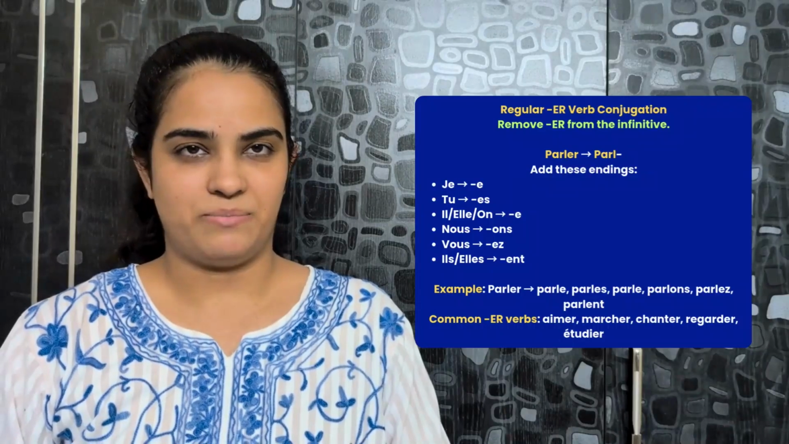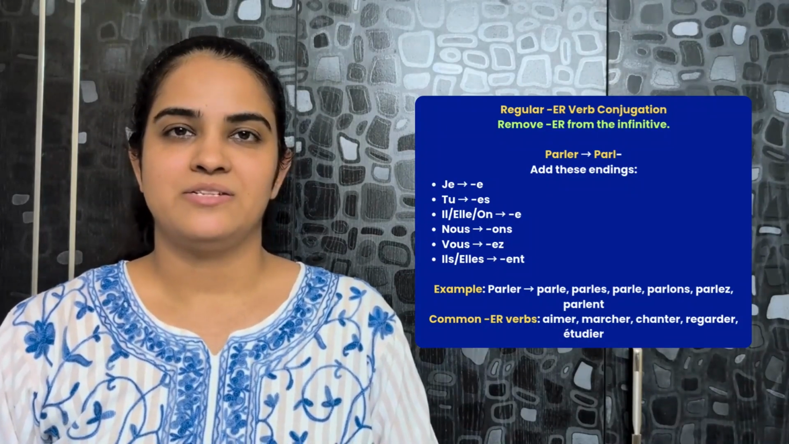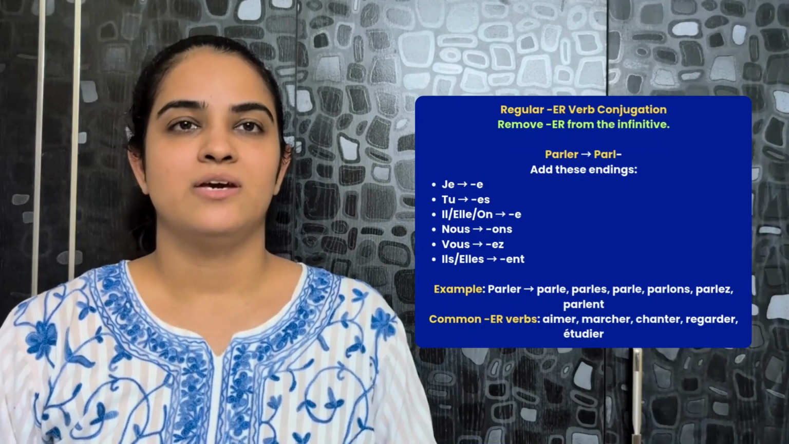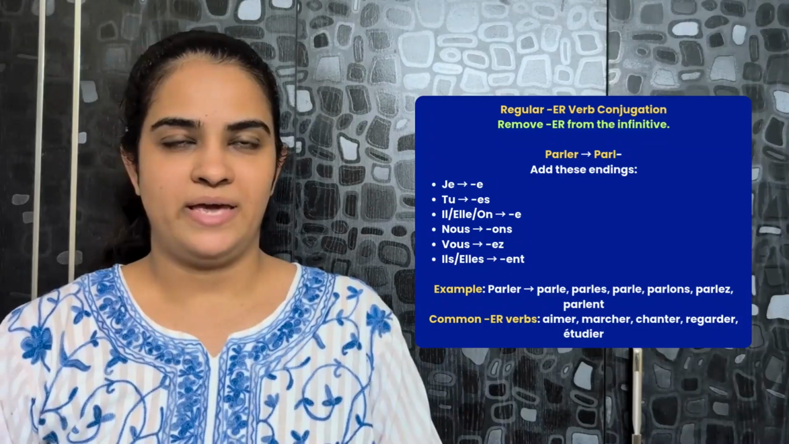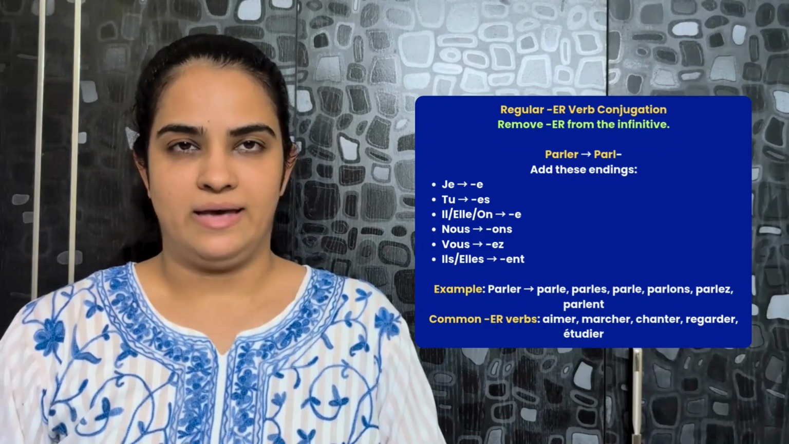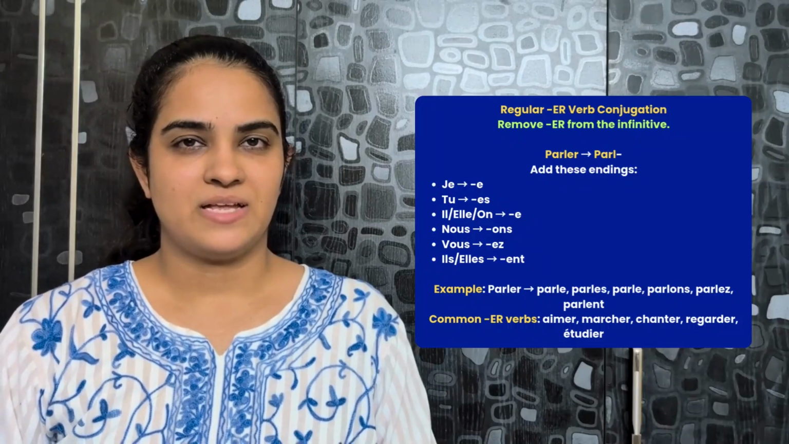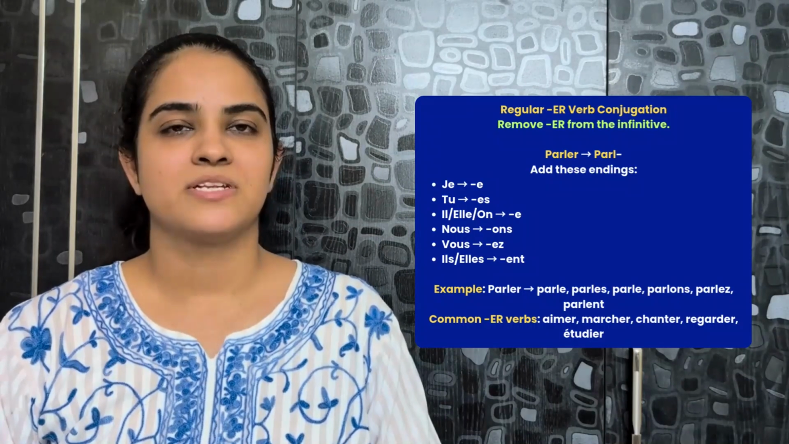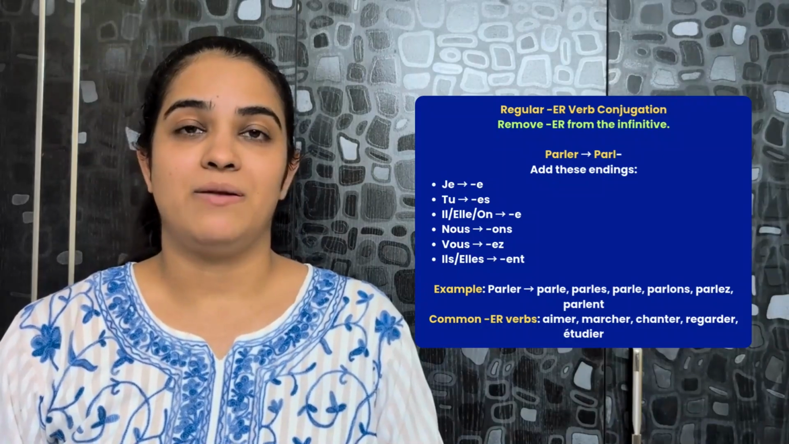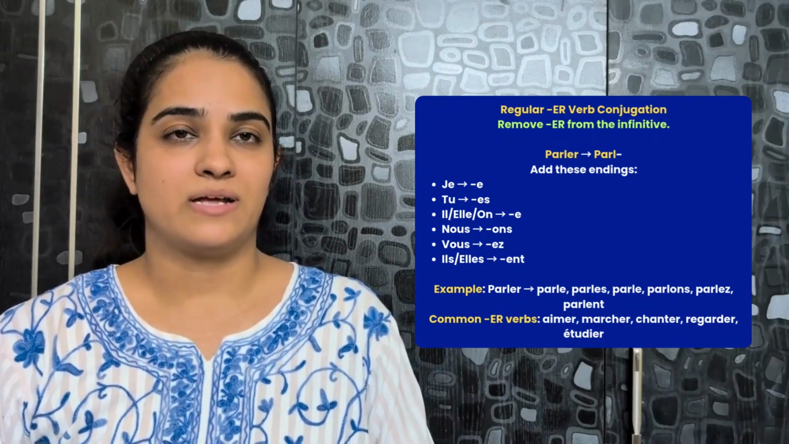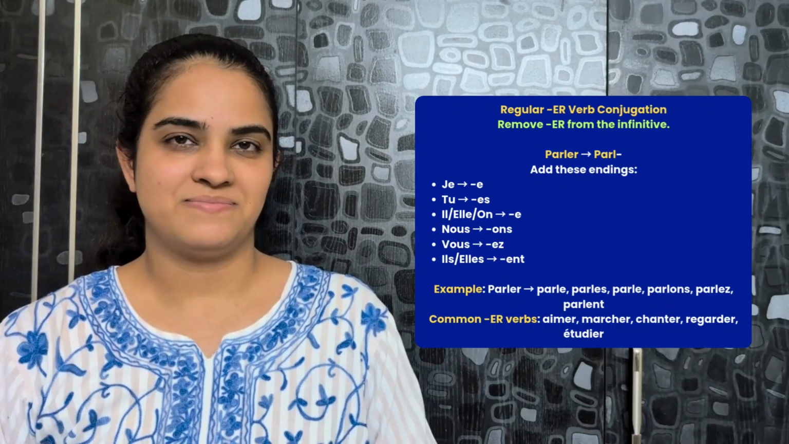So let's take an example of the word parler. So you have parler, you remove the infinitive ending, that leaves you with P, A, R, L, and you're going to add these endings to them. That will give you the conjugation je parle, tu parles, il, elle parle, nous parlons, vous parlez, ils, elles parlent.